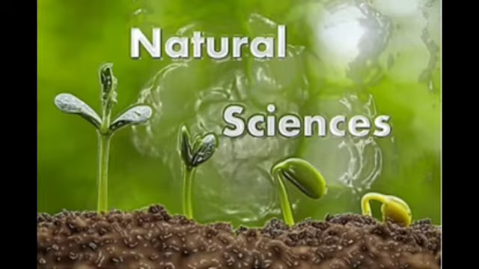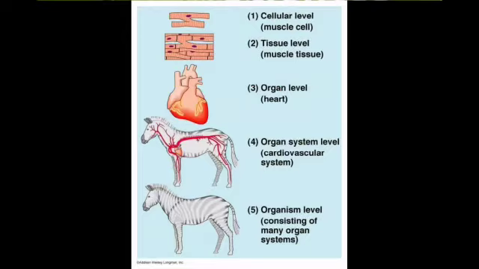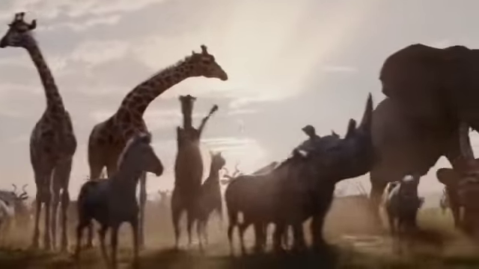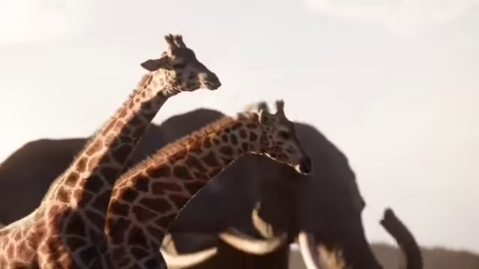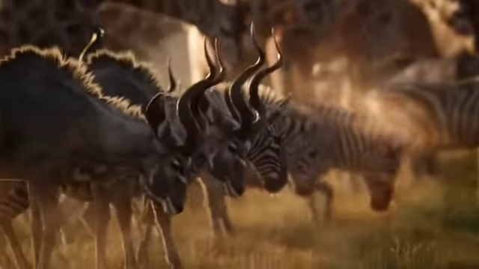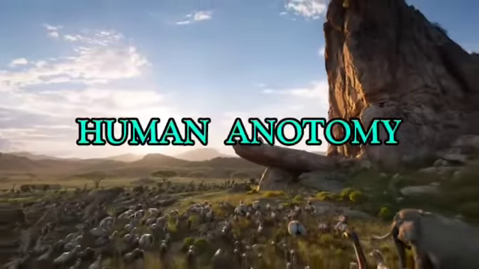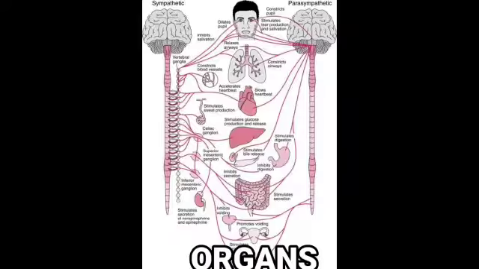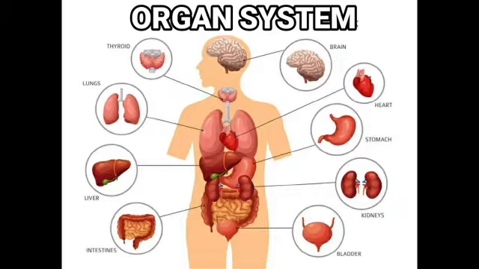Anatomy is a branch of natural science which deals with the structural organization of all living things. Different living organisms have different structural organizations. In this video, we can see about human anatomy. First, we can start with a cell. Then we discuss about tissue, organ, and system.